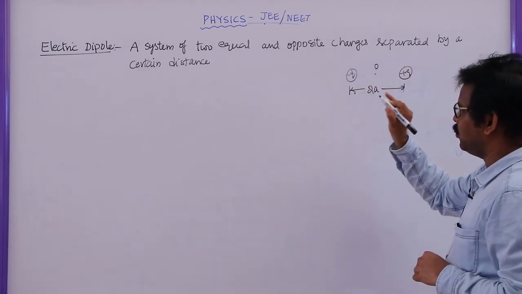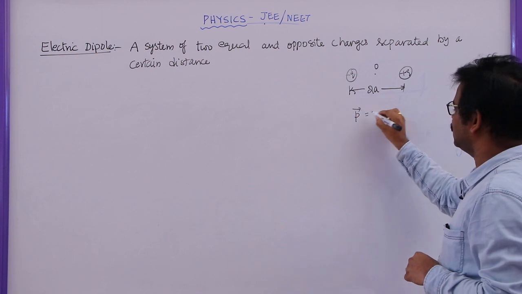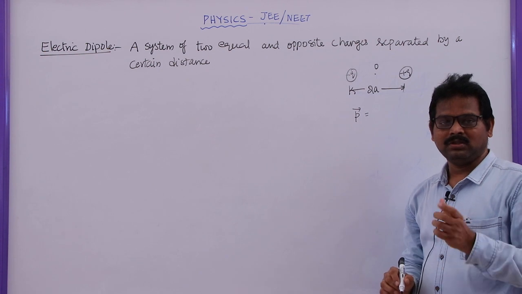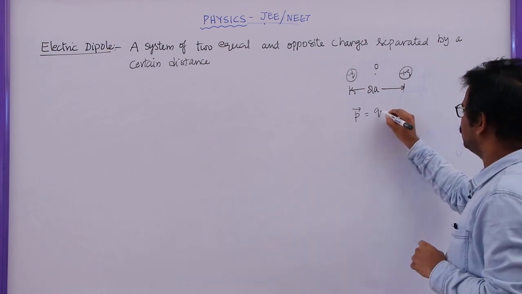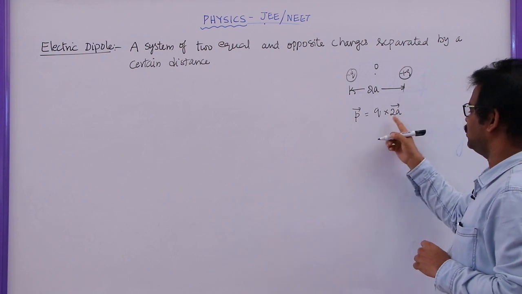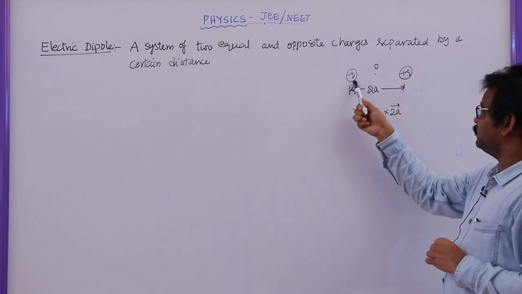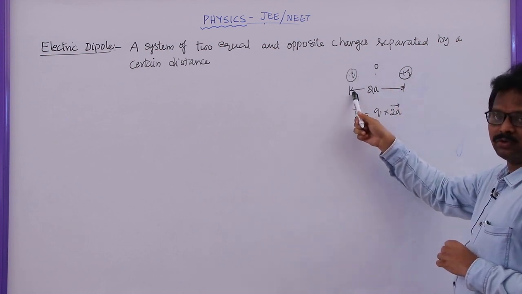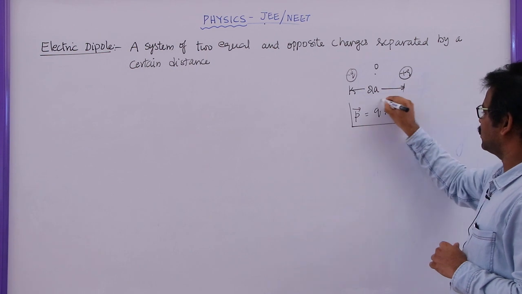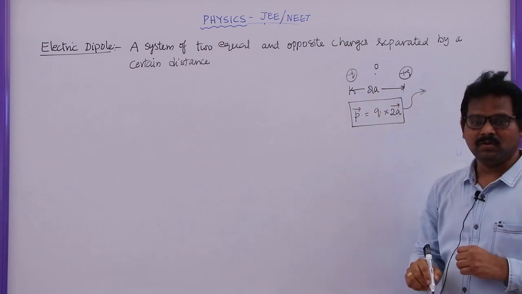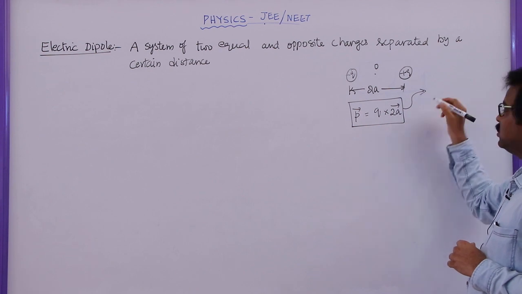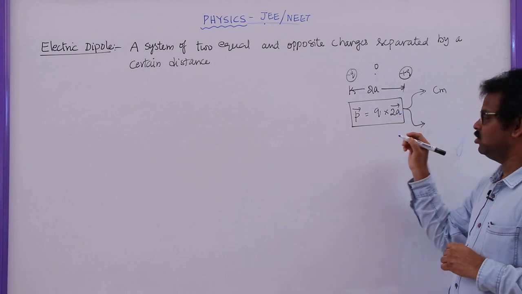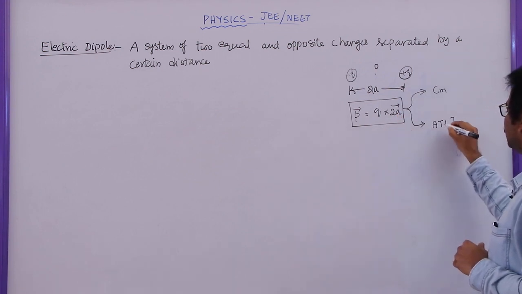The electric dipole moment, that is P bar, is given by the product of the magnitude of any one of the charges and the distance between the two charges, that is q into 2a bar, where 2a bar is the arm of the dipole, the distance between the two charges, which we always take from negative charge to positive charge. This is a vector whose SI unit is coulomb meter, and the dimensional formula is ATL.